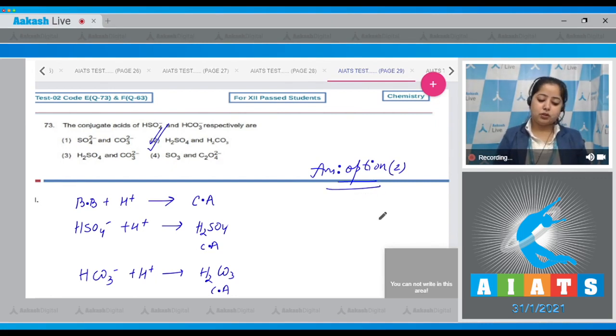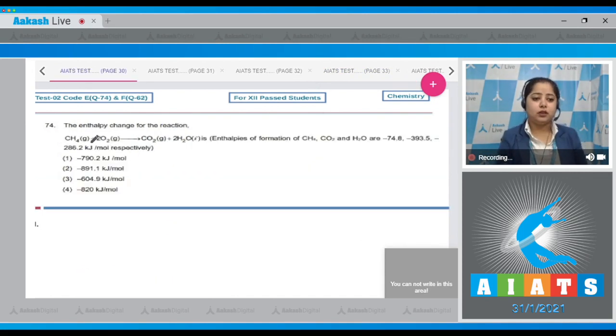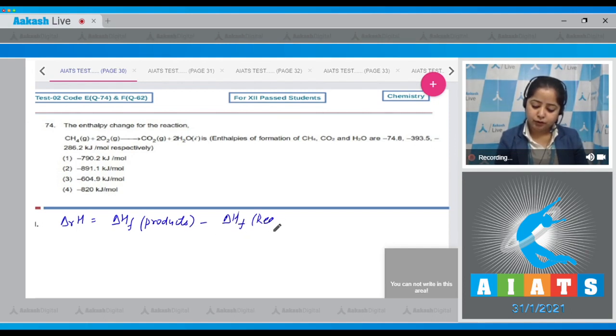Moving to the next question, which is question number 74. The enthalpy change for the reaction CH4 gaseous plus 2O2 gaseous gives CO2 gaseous plus 2H2O is, we are given the enthalpies of formation of CH4, CO2 and H2O. Students, we have to calculate enthalpy of the reaction, which is equal to enthalpy of formation of products minus enthalpy of formation of reactants.